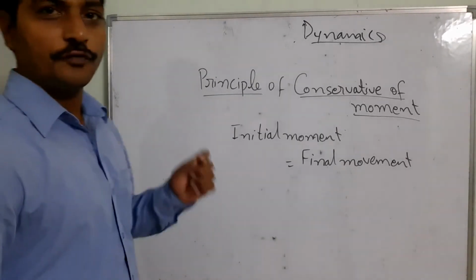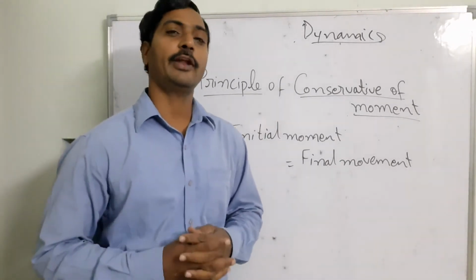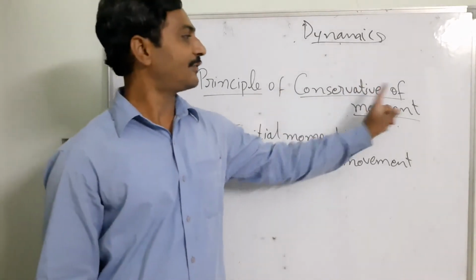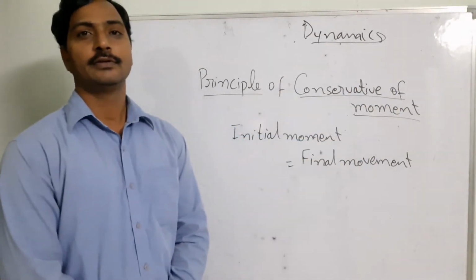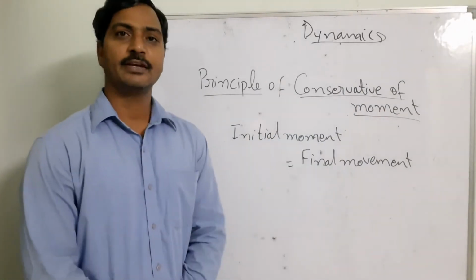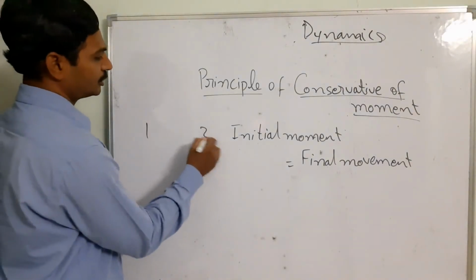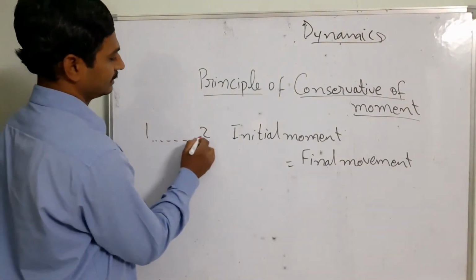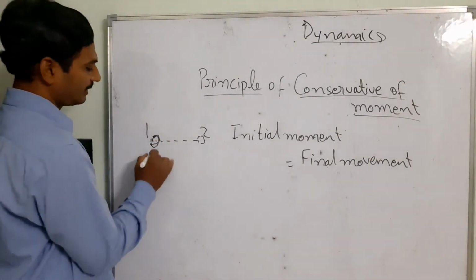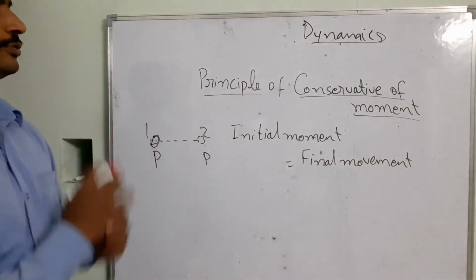After the discussion of impulse as well as momentum of an object, now we are going to discuss the principle of conservation of momentum. Conservation of momentum means that when the object moves from position 1 to position 2, like this, this is your object or particle, changing from position 1 to 2.